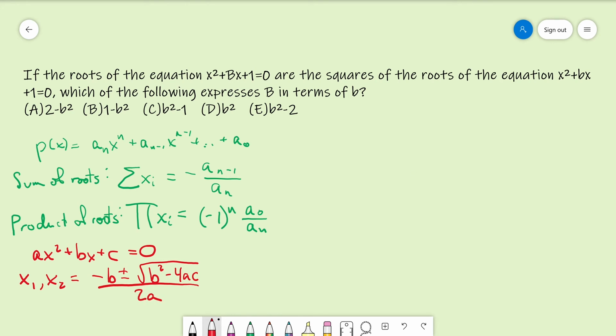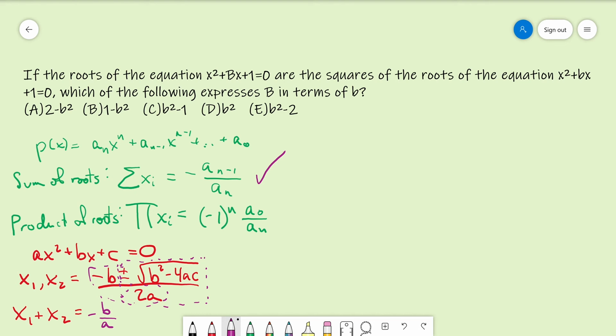Now if we take the sum of these roots, x1 plus x2, then this part is going to cancel out, and we're left with just negative b over 2a plus negative b over 2a, which is negative b over a. And that's the same as negative a sub n minus 1 over a sub n, because b is the coefficient of x, which is our x to the n minus 1.